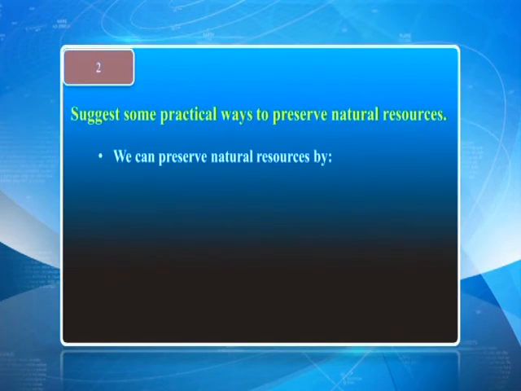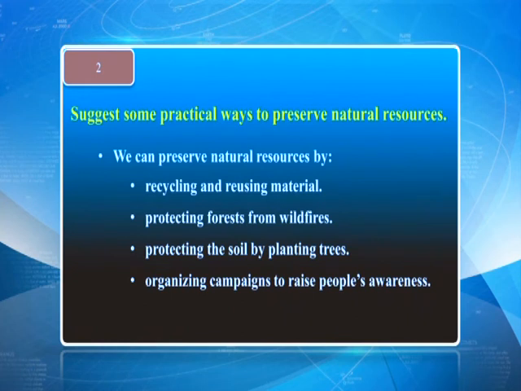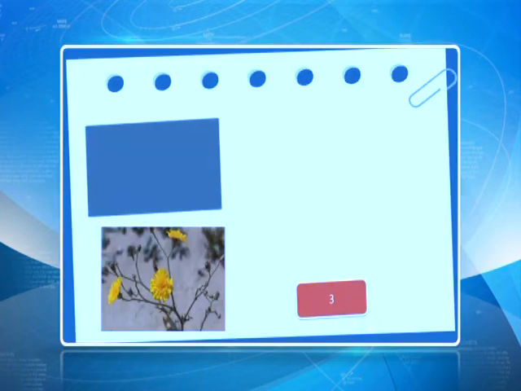Now, question two, suggest some practical ways to preserve natural resources. So the answer could be, we can preserve natural resources by recycling and reusing material, protecting forests from wildfires, protecting the soil by planting trees, organizing campaigns to raise people's awareness. So one of these sentences will do it. Okay? So you don't have to write four points. You can just answer the question in just one meaningful sentence. Right?